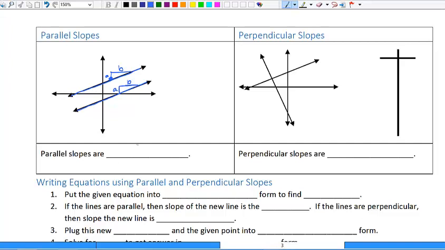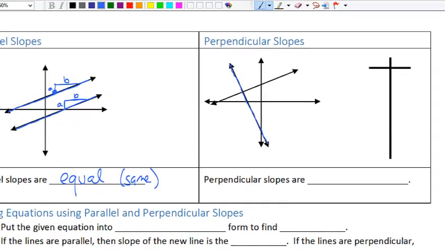What does that tell us about our slopes? Well, if we're rising and running the same, that means the parallel slopes are equal or the same. So whatever the slope of the first line is, a parallel line has to be equal to it. Now that's not quite the same on perpendicular lines.